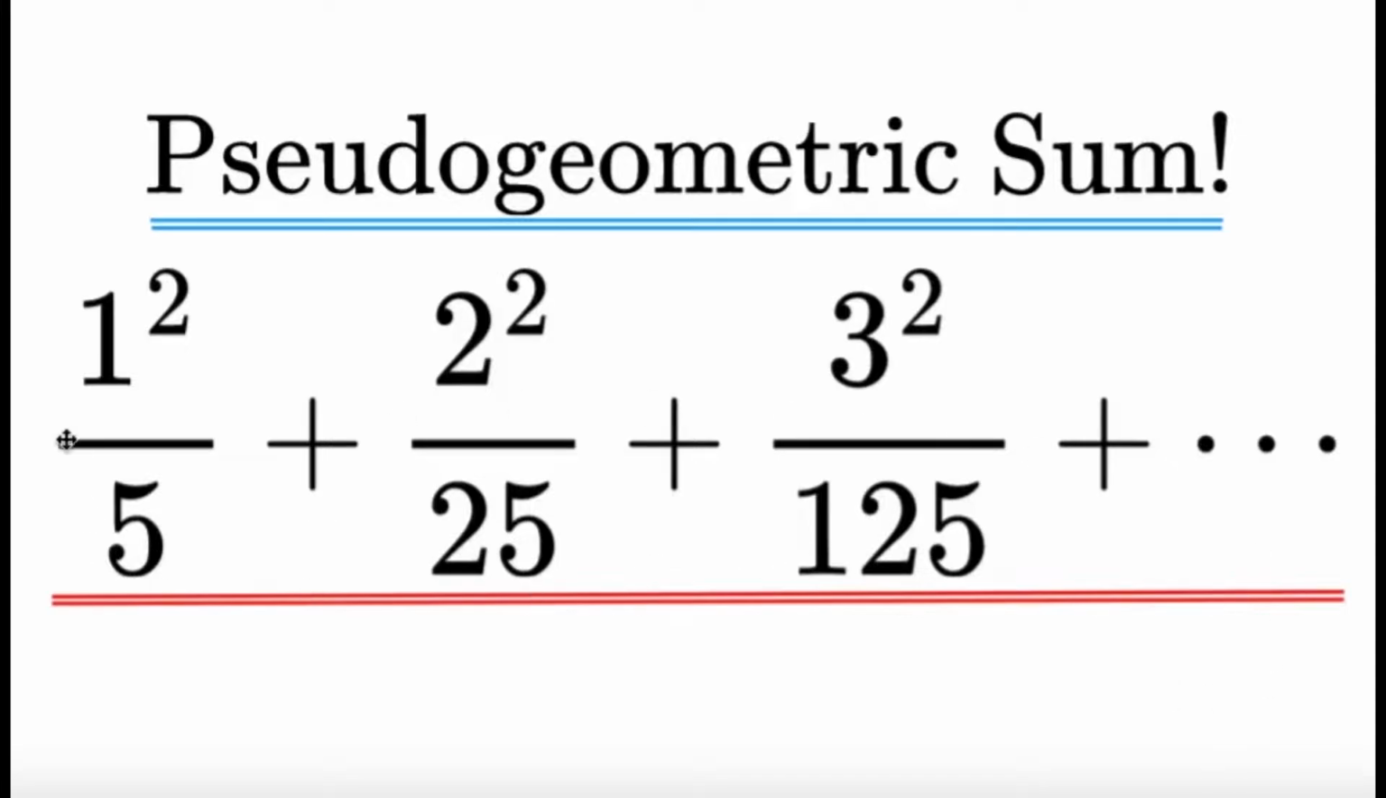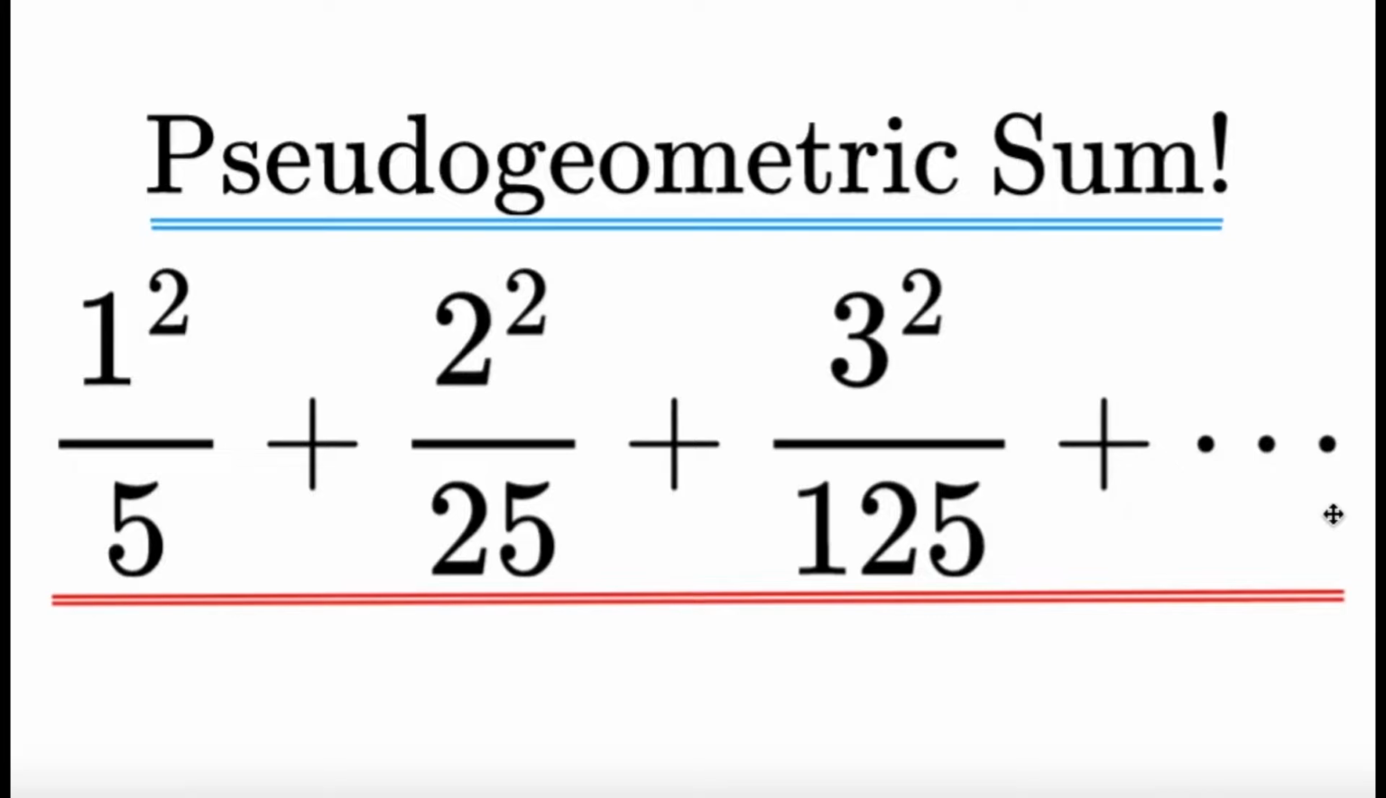Evaluate the following series: 1 squared over 5 plus 2 squared over 25 plus 3 squared over 125, and so on and so forth. As usual, pause this video if you'd like to give this item a try. But if you're done, let us dive into the solution.